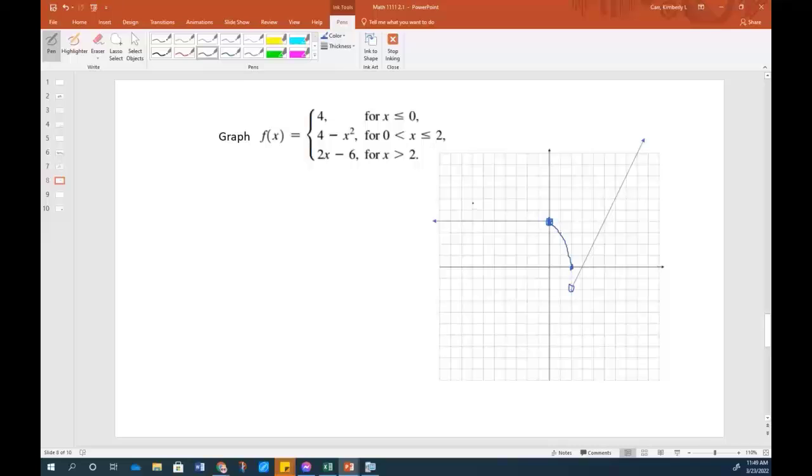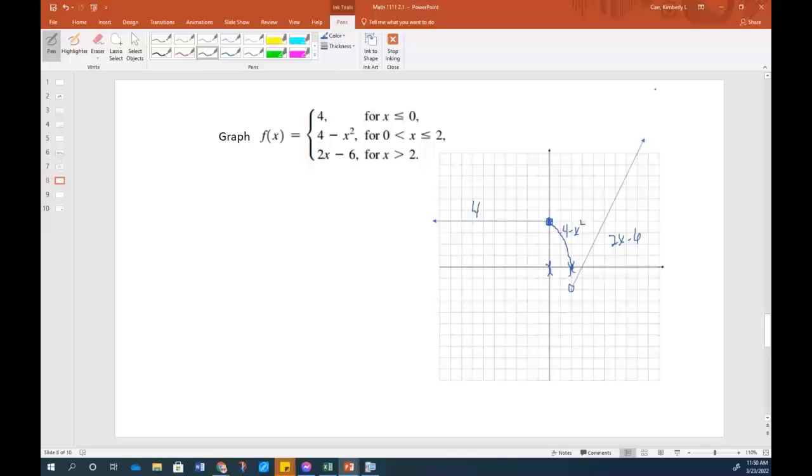Okay, so this one is the part where it said x equals 4. This part was 4 minus x squared. And this line over here that's headed up and to the right is the 2x minus 6. The reason they don't go continuously is because of the domain. If you look at where we have cut up, this first one stopped at 0. So that was x is less than or equal to 0. And then we also went from 0 to 2, and then from 2 to infinity. So our domain sections help us figure out how to graph it.